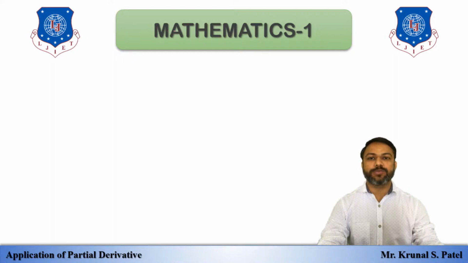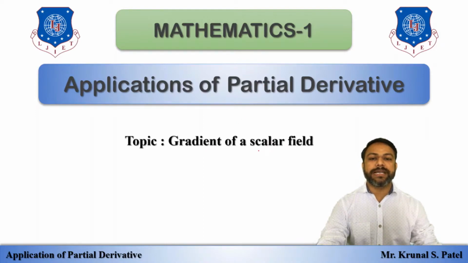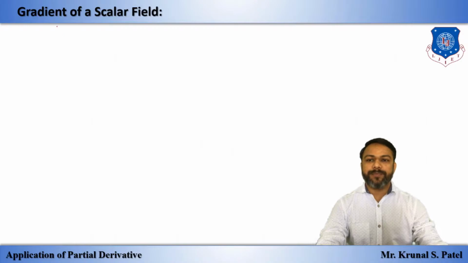Let's start with the course Mathematics 1, and today's chapter is applications of partial derivative. That means these are the applications based on the previous chapter, that was partial derivative. So let's start with today's topic, gradient of a scalar field. What is gradient and what is scalar field? Let's have a look at the topic.